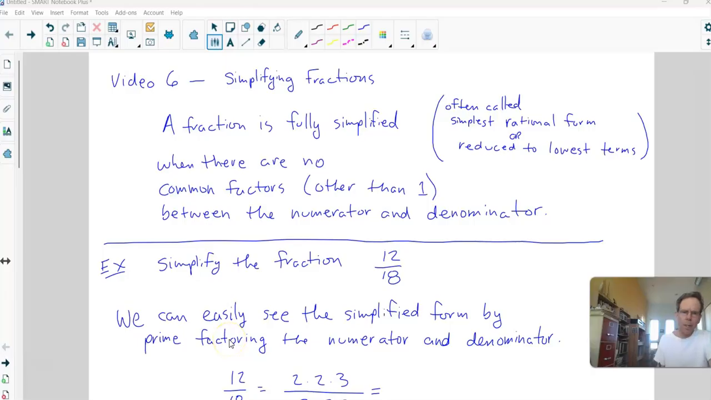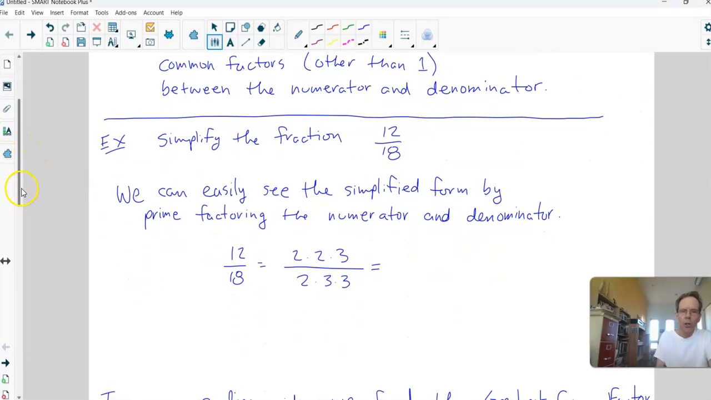Okay, let's get into an example here. We're going to simplify the fraction 12/18. To do it in the beginning here, let's get the prime factorizations for the numerator and denominator. So I've done that here. 12 is 2 times 2 times 3, and 18 is 2 times 3 times 3. I can rearrange things here and write this as 2 over 2 times 3 over 3.